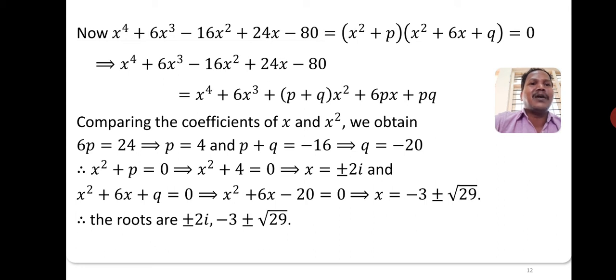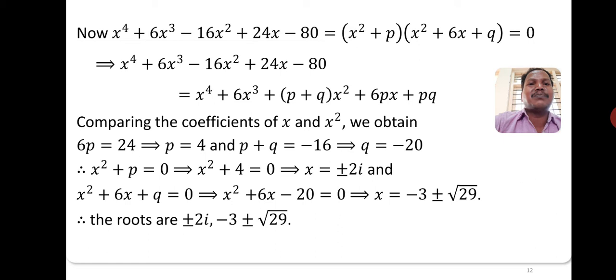So if you multiply and equate the like terms of x square, we get 6p equals 24, therefore p is equal to 4, and the sum p plus q equals minus 16. If I equate the x square like powers to the LHS side, that is p plus q equals minus 16. So we know p, so on that basis q equals minus 20.